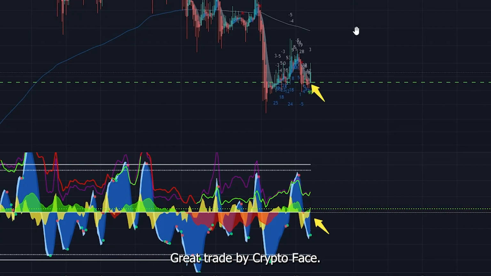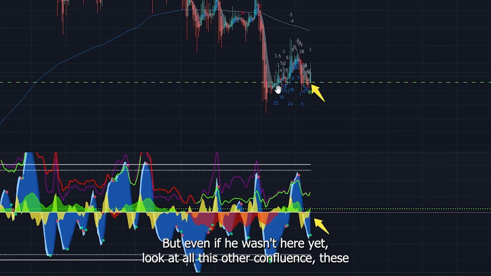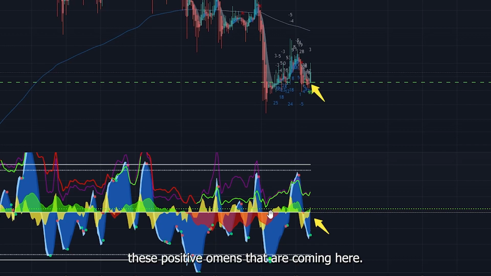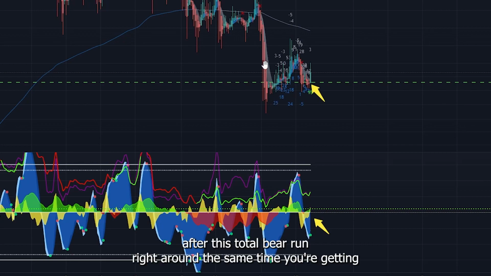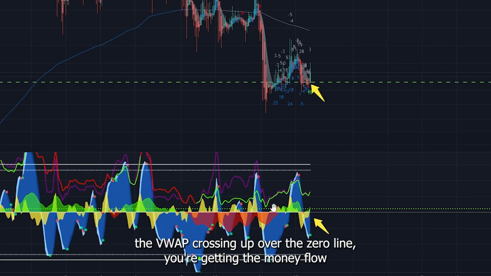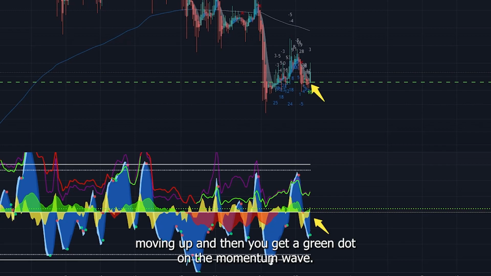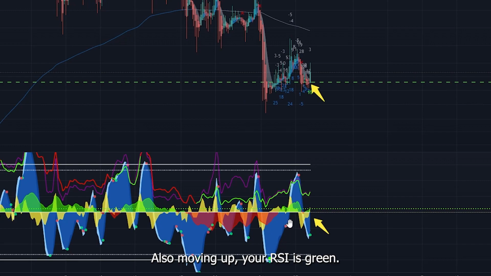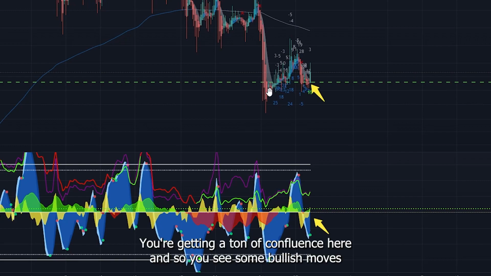Great trade by CryptoFace. But even if he wasn't here yet, look at all this other confluence, these positive omens that are coming here. So earlier, you have a 25 for the bulls after this total bear run. Right around the same time, you're getting the VWAP crossing up over the 0 line. You're getting the money flow moving up. And then you get a green dot on the momentum wave also moving up. Your RSI is green. You're getting a ton of confluence here.